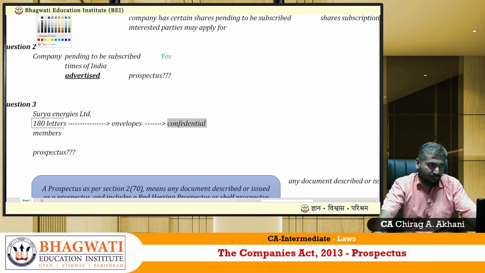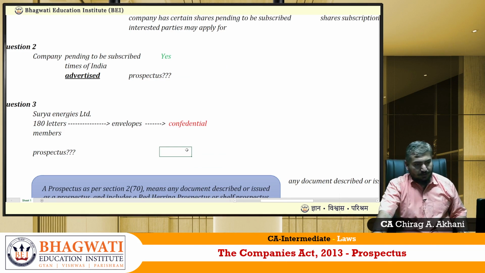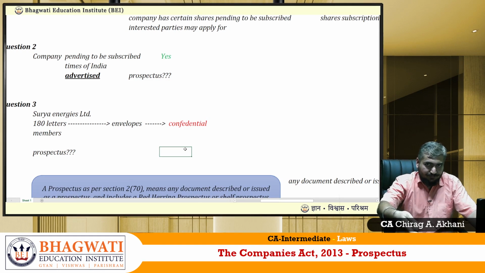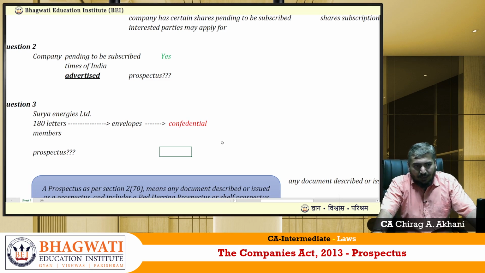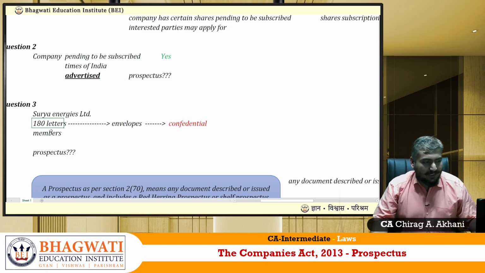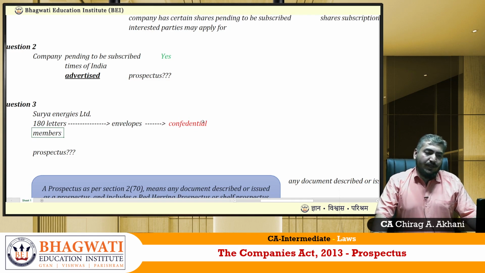This word: confidential. What is the general English meaning of the word confidential? It means the information we have passed, the letters we have issued, are not allowed to be opened by anyone other than the invitee. So what does it say? It says that the company doesn't want anyone else to get the benefit of these 180 letters. It is trying to say that only the members who are invited should open these envelopes, read the proposal and apply. It is not open for anyone else.